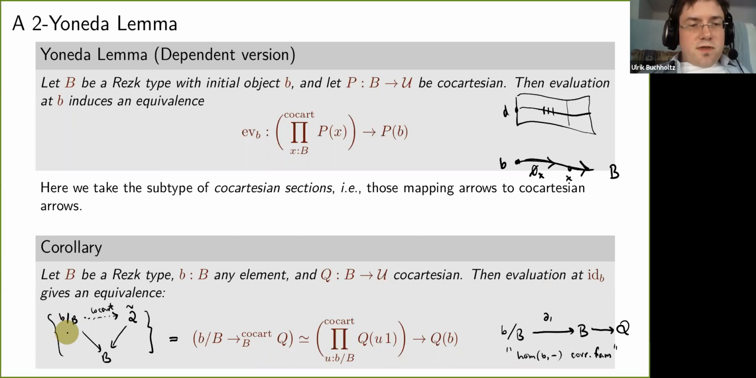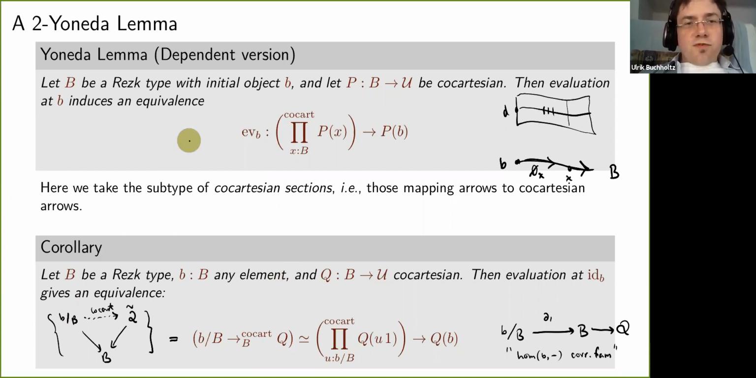So this means that that's the same thing as requiring a Co-Cartesian section, because we require for every arrow in the slice that you get a Co-Cartesian arrow in Q. That's why it's equivalent. Are you with me?